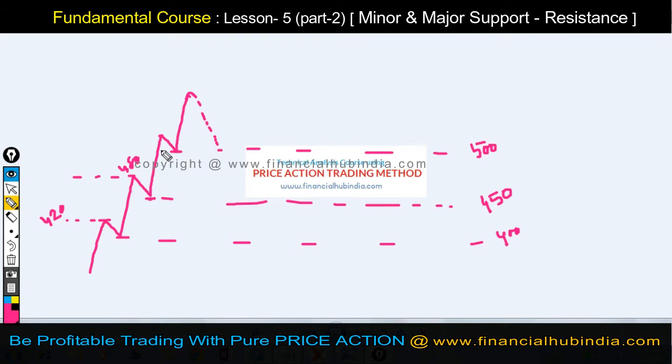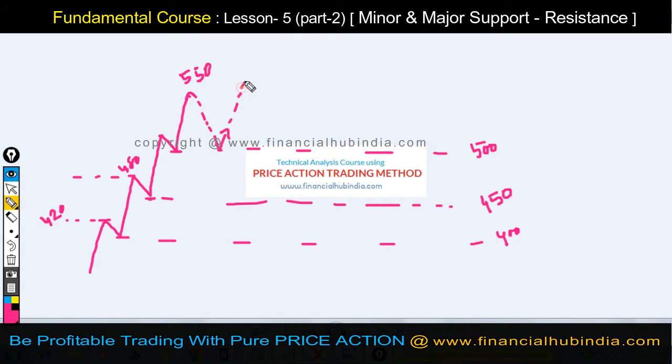So let's assume from 500 here price moved up to 550, and then again price came back down towards 500, and from 500 price again moved back up, right? So at the same price level we got two different supports, isn't it? Price moved up from here once, and again price moved up from here. So when price moves up from a particular price range multiple times, it becomes a major support area.